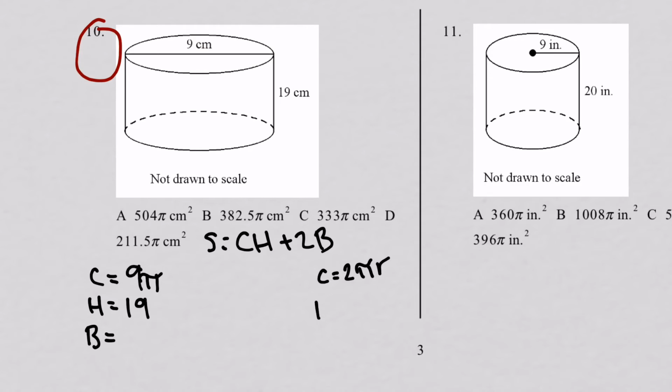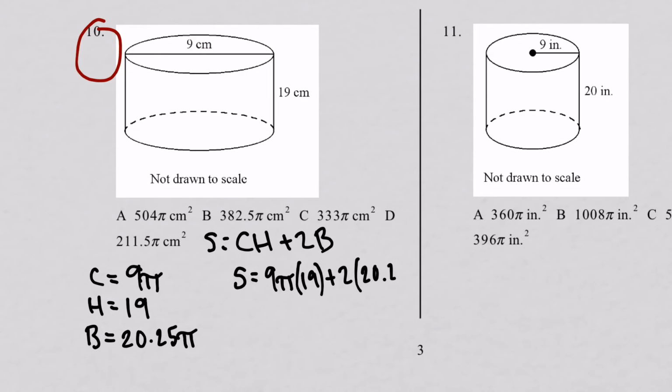And the area of the base is pi r squared. The radius, once again, is 4.5, so 4.5 times 4.5 is 20.25 times pi. So 20.25 pi. There. Using those values, I can now find the total surface area. Here we go. Let's just plug them in. S equals C, 9 pi, times H, 19, plus 2 times B, 20.25 pi.